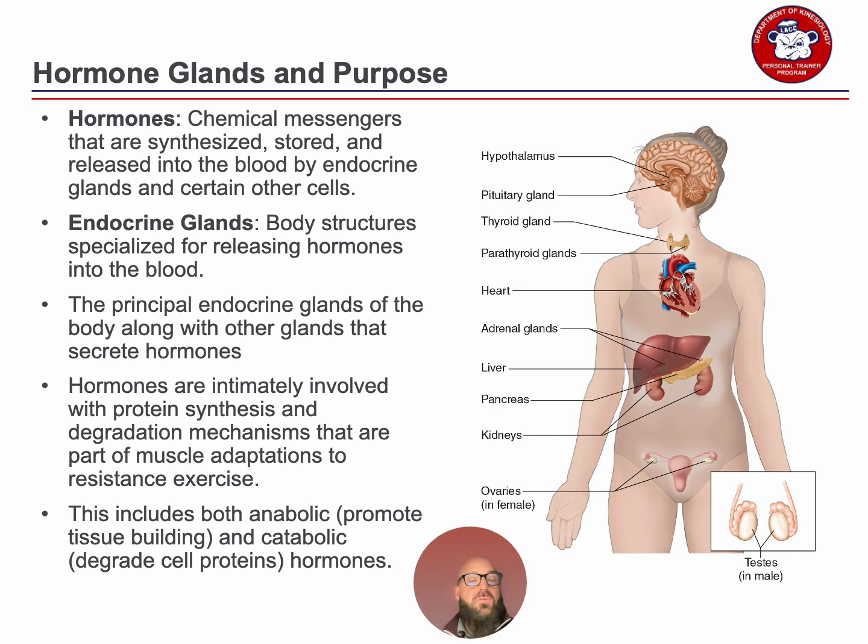It's really important to remember that hormones kind of make us who we are, and how our hormones function. We'll talk a lot about that as it relates to resistance training. A couple examples here, and this is obviously female, but you also see in the lower right-hand corner testes for male. So we have ovaries in female, working from the bottom up, the kidneys, the pancreas, the liver, the adrenal glands, heart, parathyroid glands, thyroid glands, pituitary glands, and the hypothalamus. These are endocrine glands, the principal endocrine glands of the body, along with the other glands that secrete hormones.